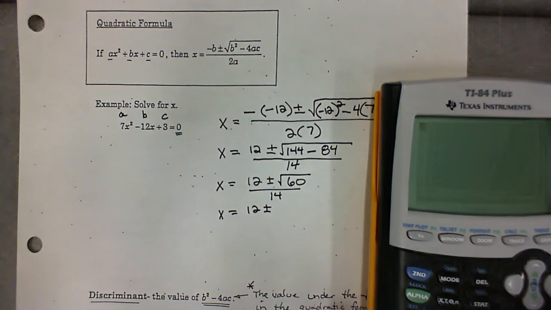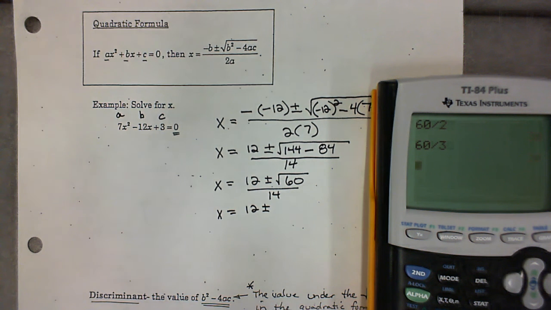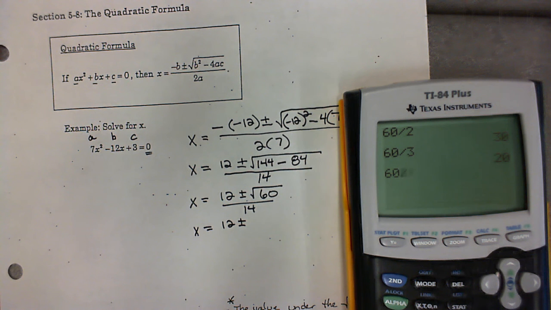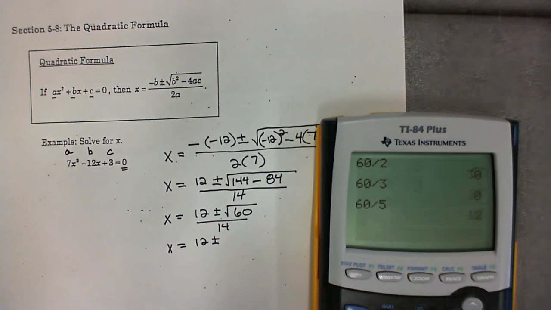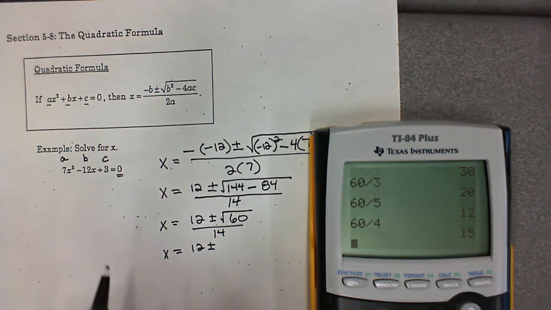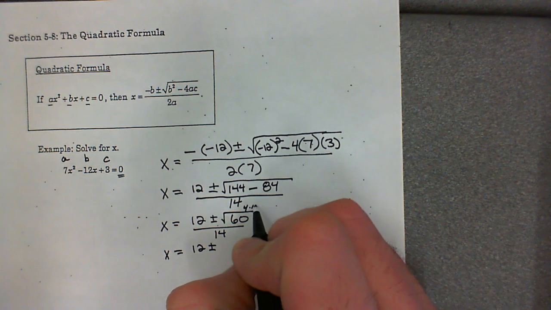Now we need to find factors of 60. So if we try dividing it by 2, we get 30. That's not a perfect square. Divide it by 3, you get 20. That's not a perfect square. Divide it by 5, that's 12. And that's not a perfect square. So none of those are perfect squares. But if we take 60 and divide by the first square number, which is 4, we get 15. So we're going to break 60 up into 4 times 15.